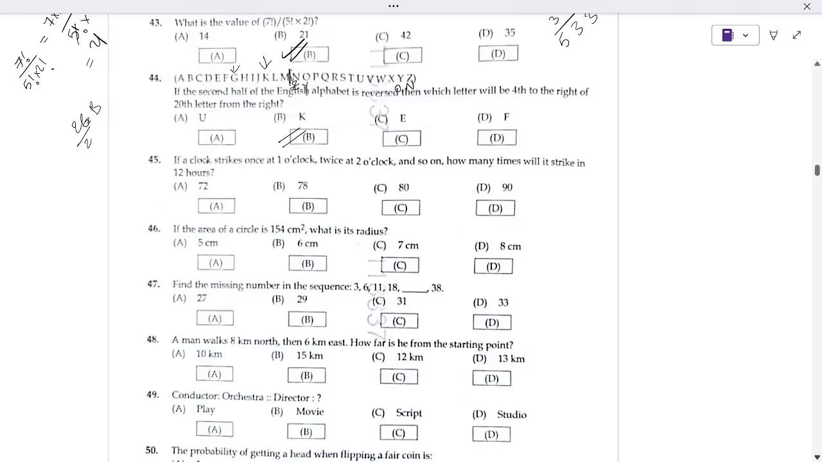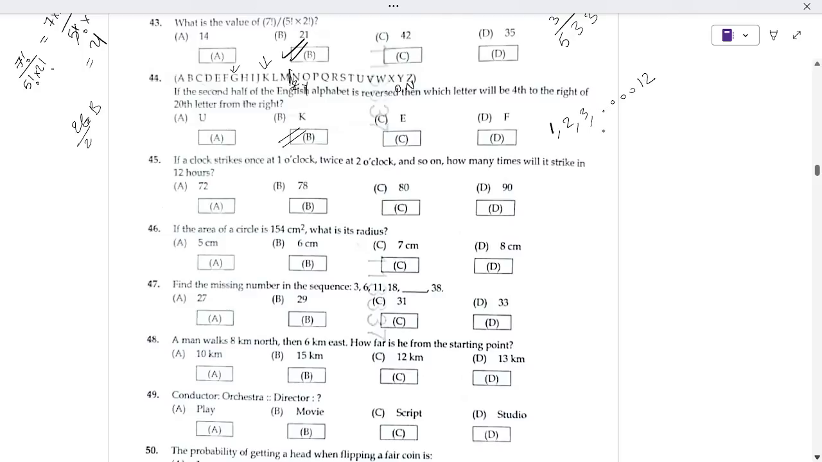Next one, 45. If a clock strikes once at 1 o'clock, twice at 2 o'clock, and so on, how many times will it strike at 12 o'clock? That means once at 1 o'clock, twice at 2 o'clock, 3 times, up to 12 times at 12 o'clock. That means here we need the sum of the first 12 natural numbers.